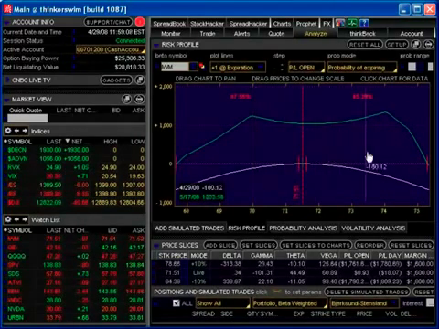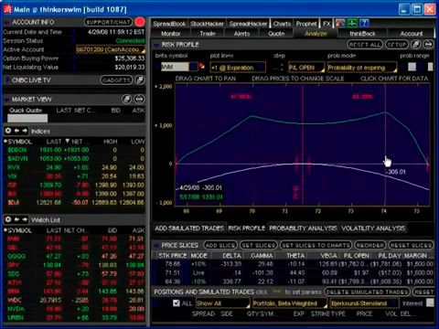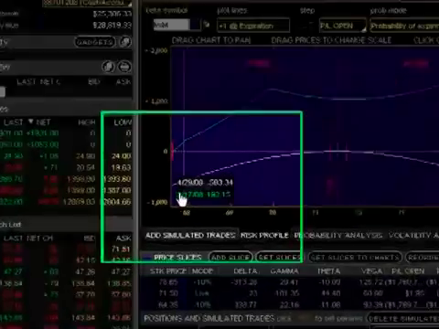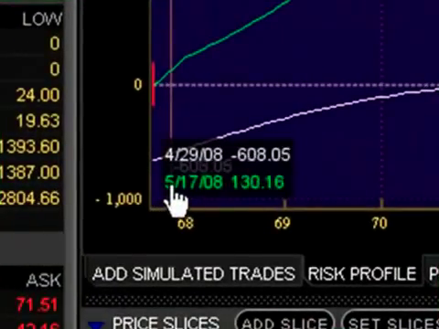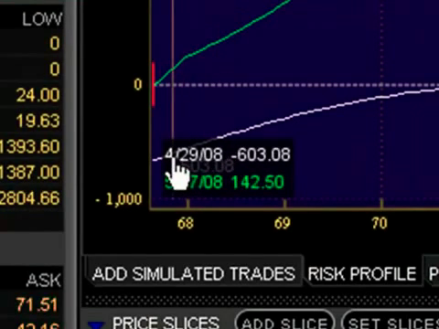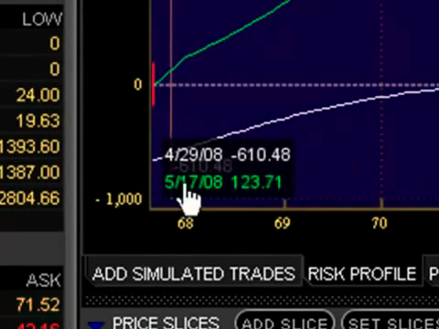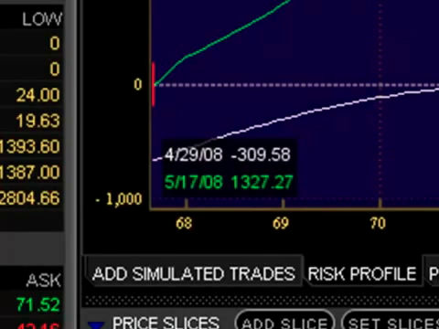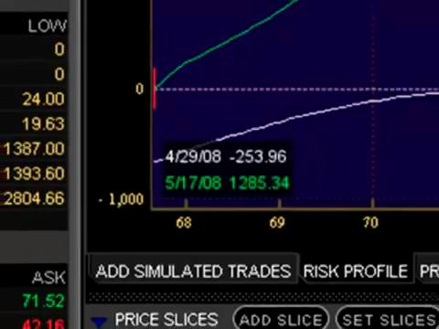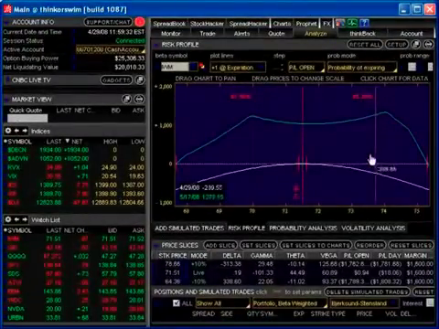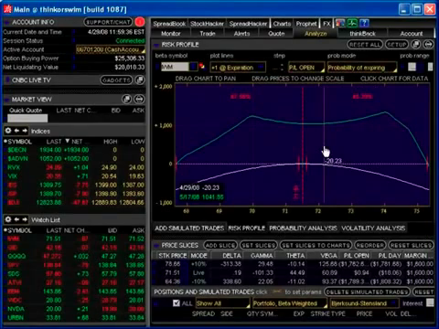If prices moved up, we might even make more money. We have a maximum profit potential of $1,300 on this position. If you look down here in the left-hand corner, we're looking at the date of expiration, which is May 17th, not the current date, which is 4/29. We're looking at May 17th, which is the option expiration date. We have a profit potential here of $1,327.27 at expiration. That is close to a 95% return on investment.